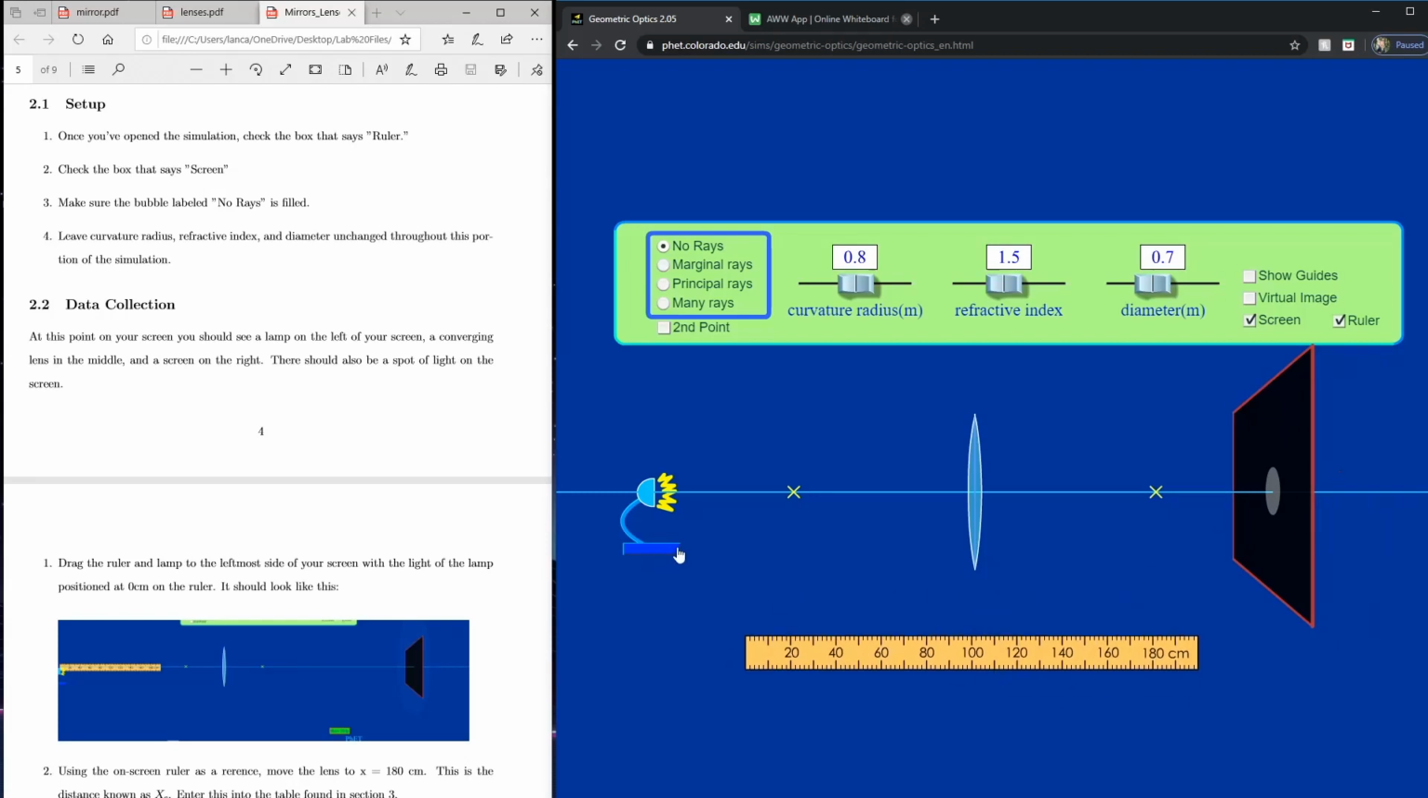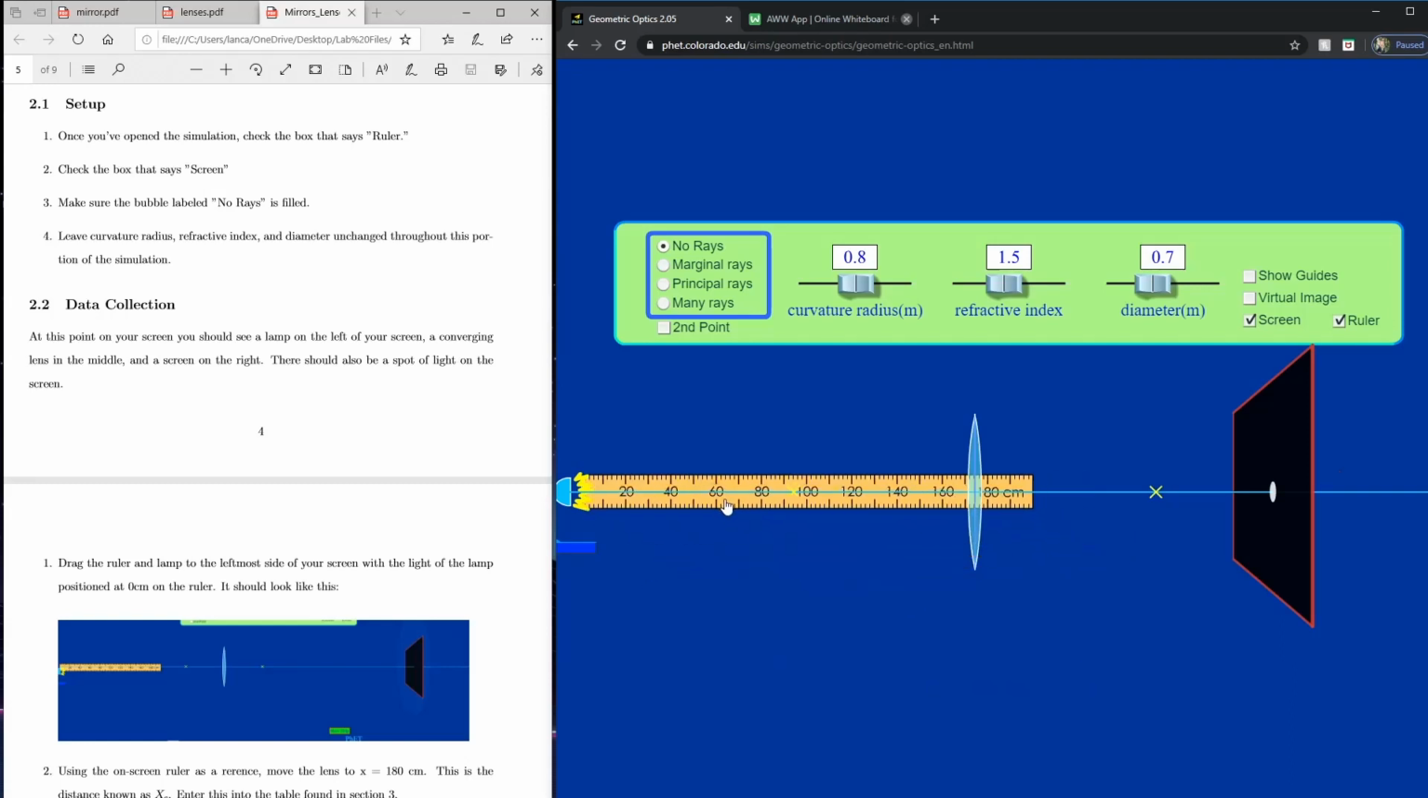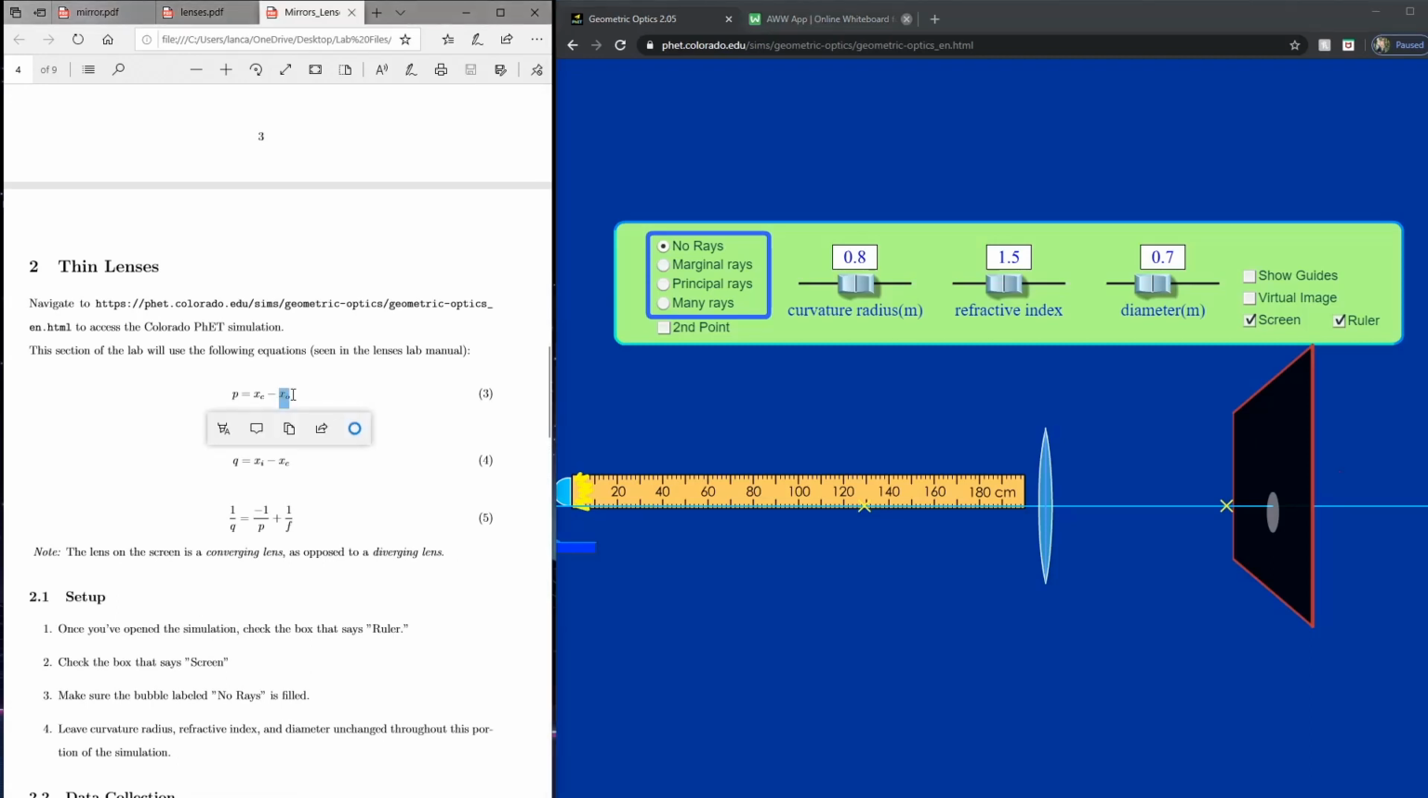Now, it also says to move the light source all the way to the left, which we're going to do now. And we're going to call this 0, okay? So we're going to set the ruler at x equals 0, which we are basically, by doing this, setting x sub O to 0.